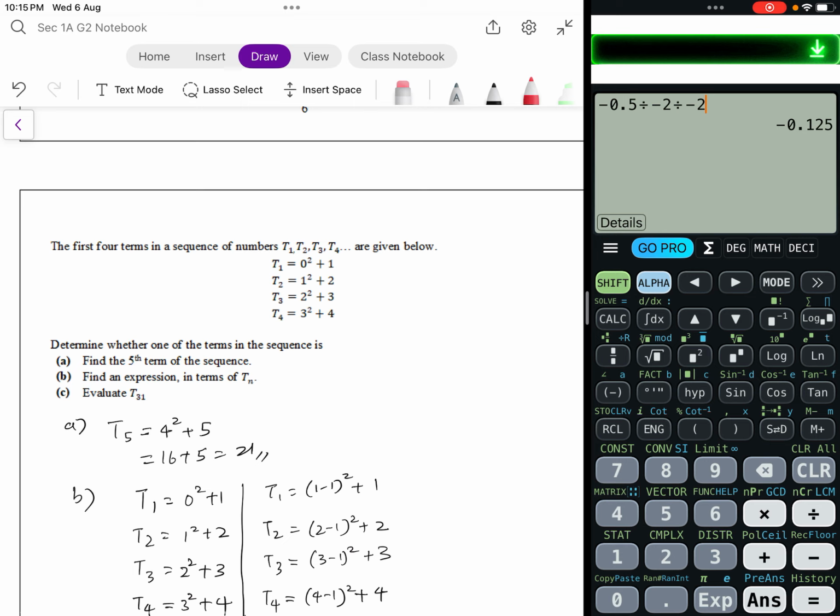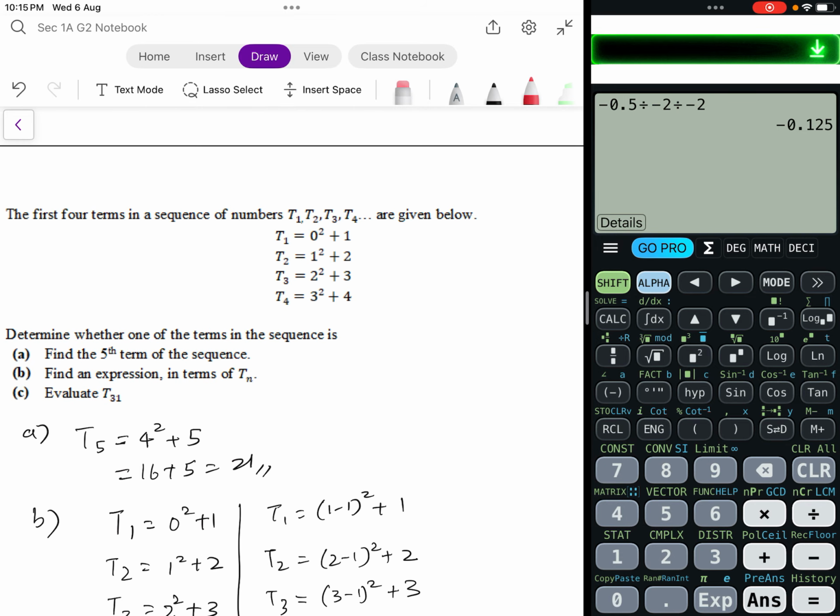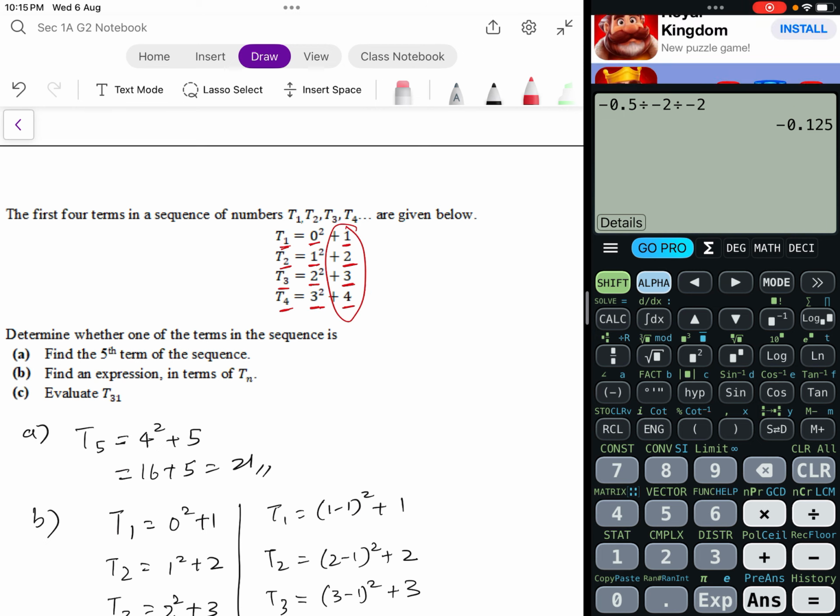Now, try yourself 6. If you look at the sequence here, you realize this is 0 when this is 1, and this is 1 when this is 2, but this is 1. When this is 3, this is 3, but this is 2. When this is 4, this is 4, this is 3. So this number always follows n. If it's 1, it's 1. It's 2, it's 2. It's 3, it's 3. It's 4, it's 4. But this number is always 1 less than n.